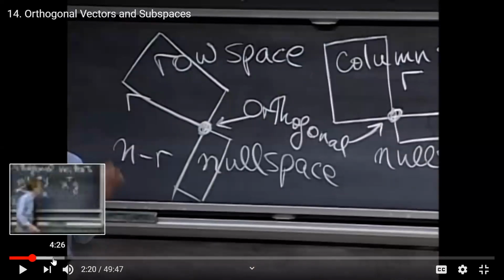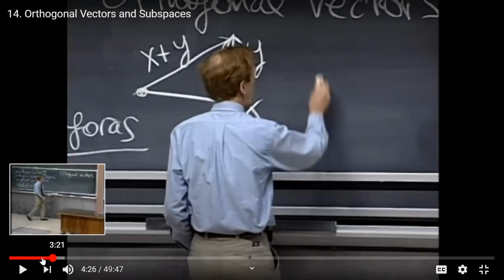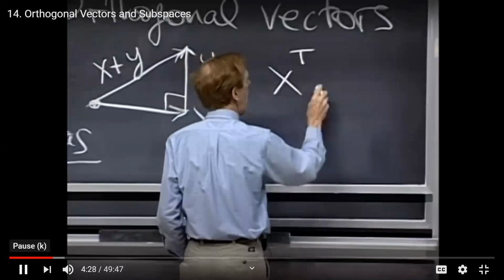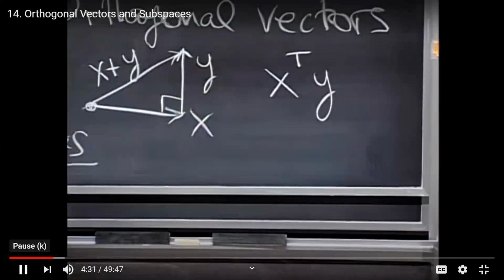Now, once we say that two vectors are orthogonal, what do we mean by this? When we say two vectors are orthogonal, we have to look at this right angle triangle, Pythagoras theorem. So this is a very good example of orthogonality.